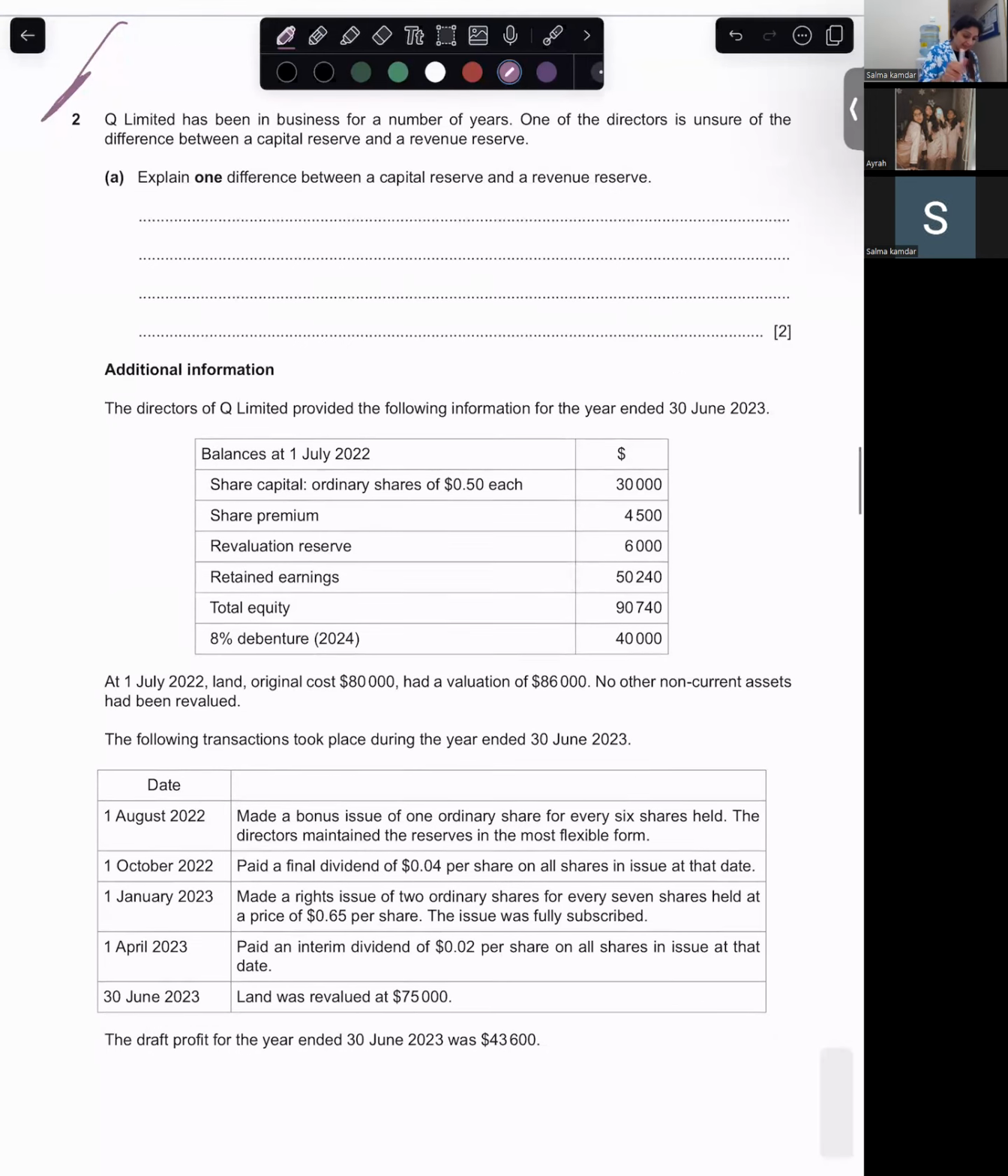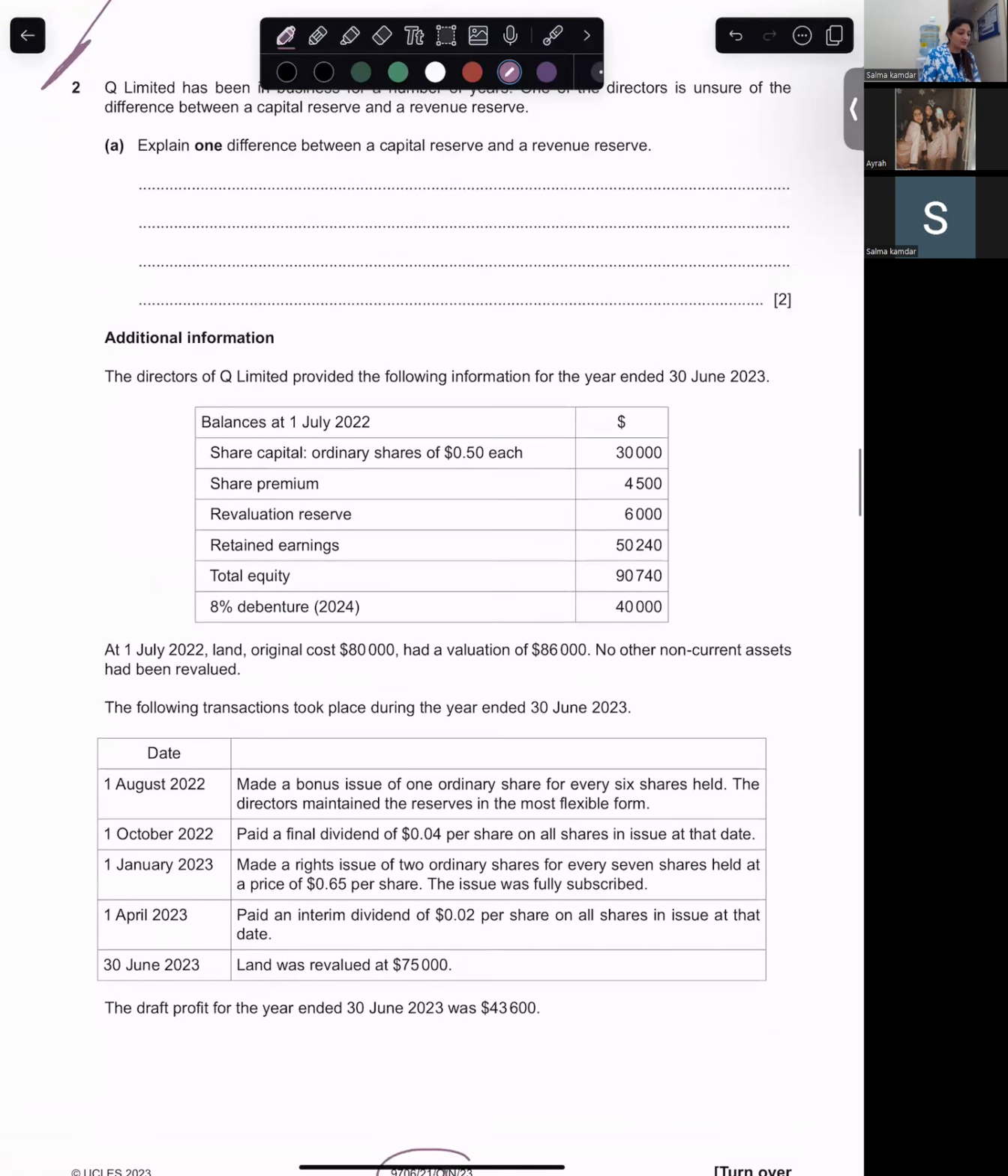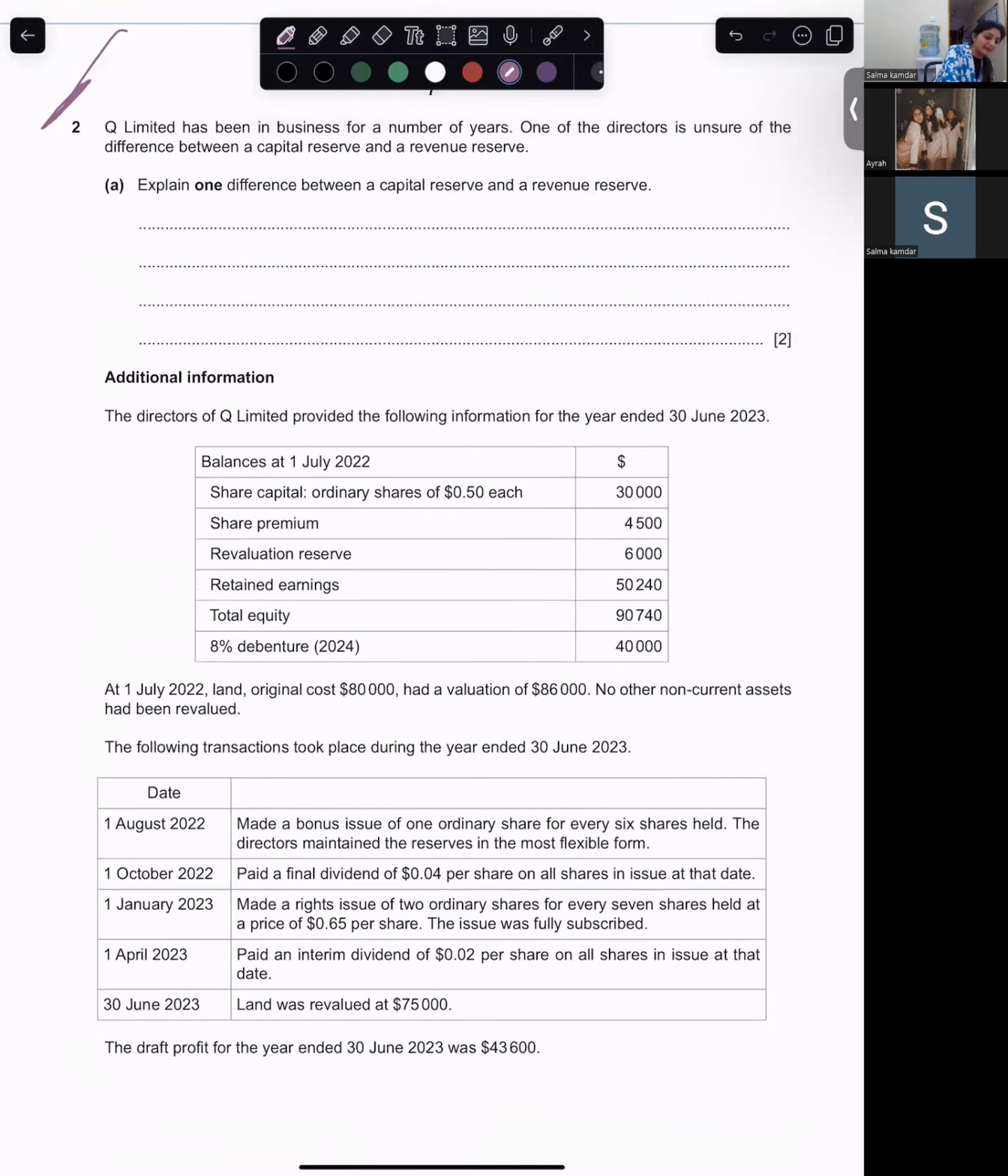So we are doing October, November 23, paper 21, question number 2, which is of limited company. Can you tell me one difference between a capital reserve and a revenue reserve?